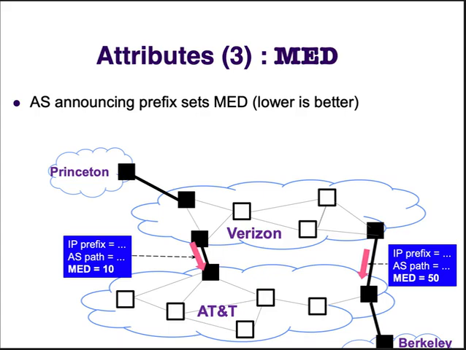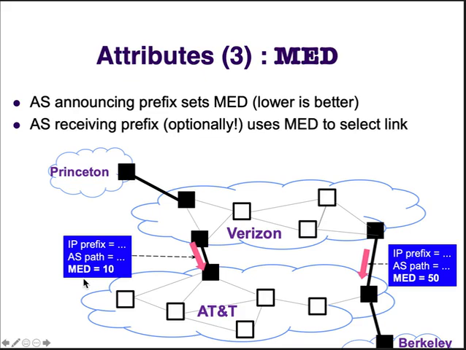So MED is a way you can think of it of kind of extending our notion of least cost routing across domains. Again, it's an attribute, it's a hint. There is no reason AT&T has to adopt it. But if AT&T chooses to listen to what Verizon is telling it through its MED fields, then it will choose the MED path, the path that has the lower MED.